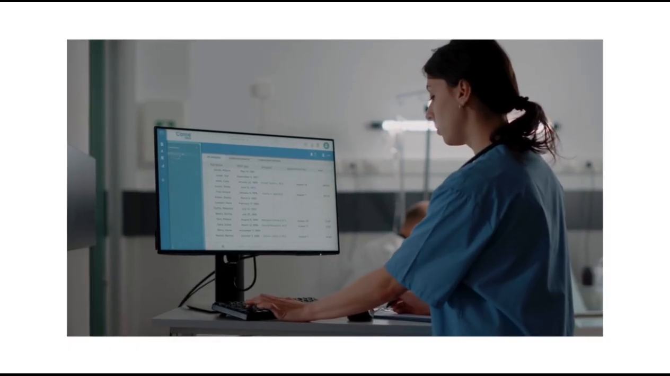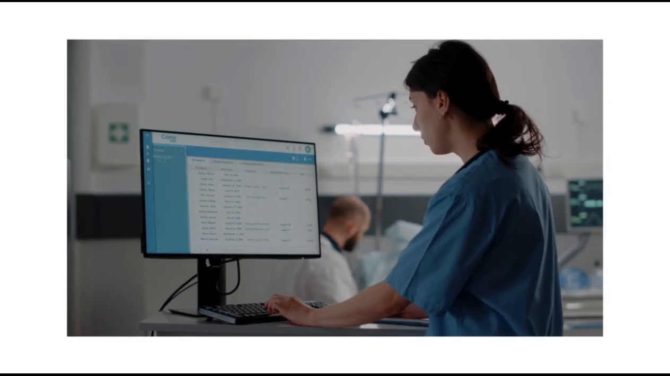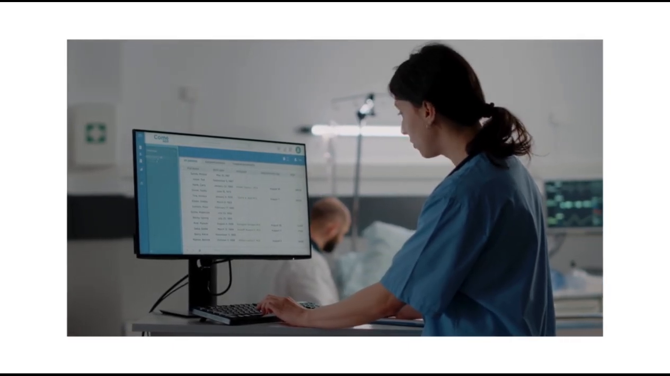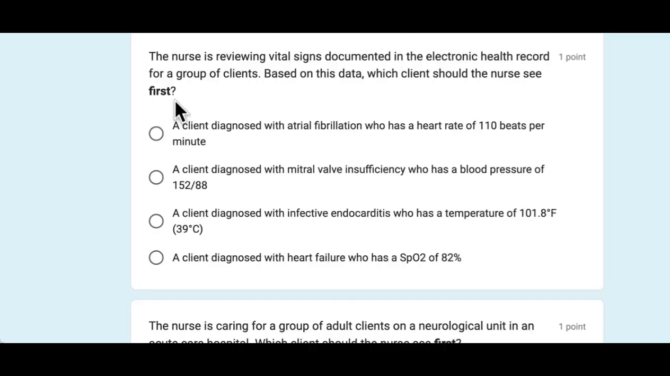the nurse is reviewing vital signs documented in the electronic health record for a group of clients. Based on this data, which client should the nurse see first? You notice that bold lettering there is always a clue. It's always a clue from NCLEX.